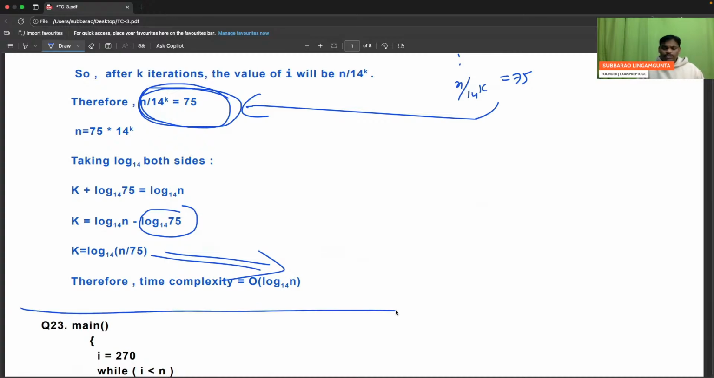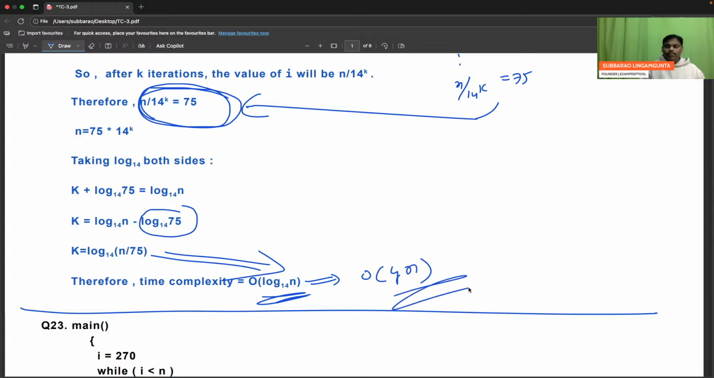So time complexity of question number 22 is log n base 14. And one more thing, anyhow 14 is a constant, no need to bother. If this is there in the option, you select. If not there, you can simply write log n, that's it. Forget about base. So question number 22, answer is log n. If anyone asks you to say base also, then log n base 14. If anyone asks you to say one more step before, then say log (n/75) base 14.